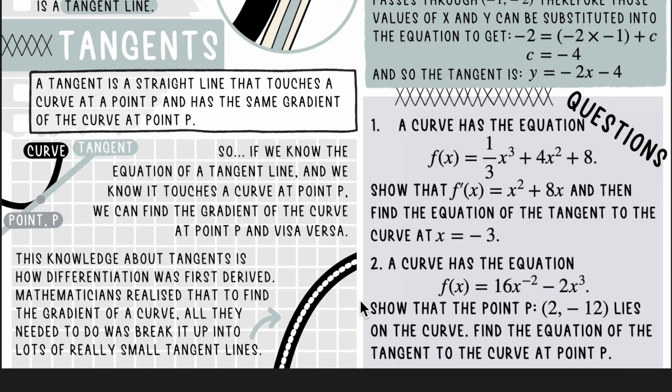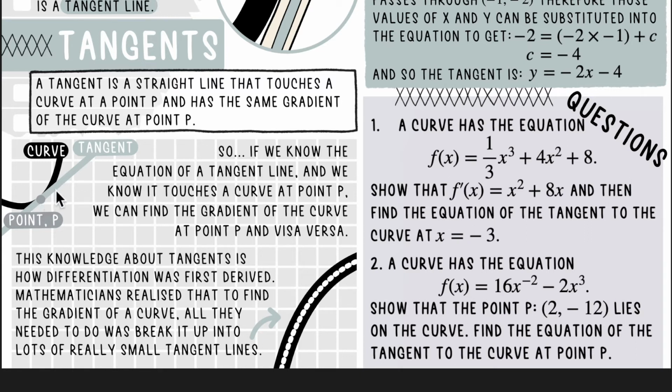A tangent is a straight line that touches a curve at a point P and has the same gradient as the curve at point P. In this diagram, we've got a curve given in black. We've got a tangent line here, and the tangent touches, or meets, however you want to say it, the curve at this point P.